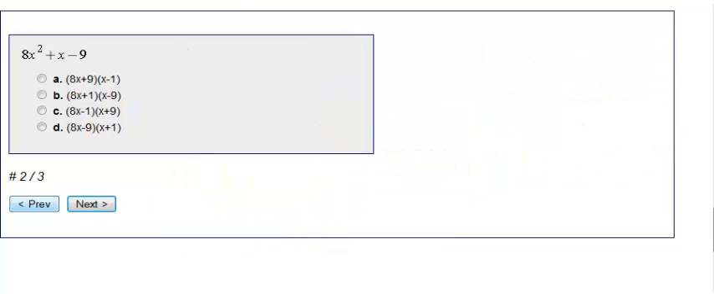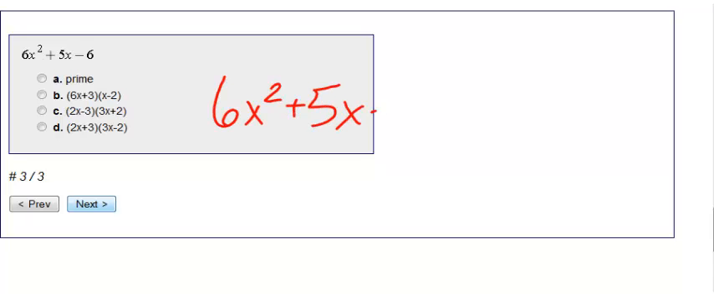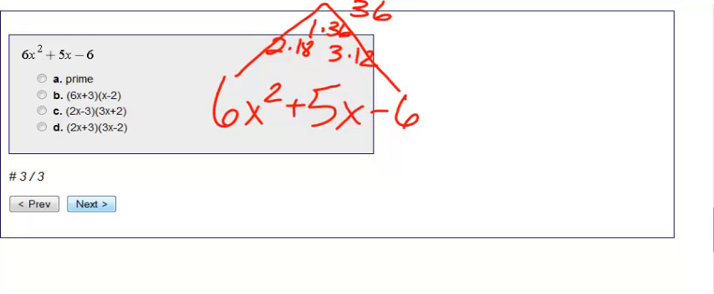And lastly, number 3 here. We have 6x to the second plus 5x minus 6. All right, now we ask ourselves, can I pull anything out? No. So then I make my pyramid. 6 times 6, I get 36. Now we list our factors of 36. 1 times 36. 2 times 18. 3 times 12. 4 times 9, and 6 times 6.